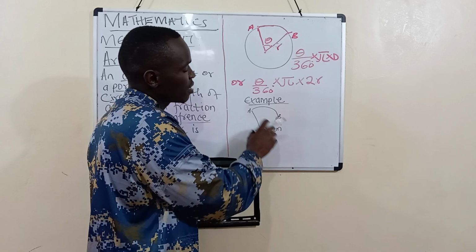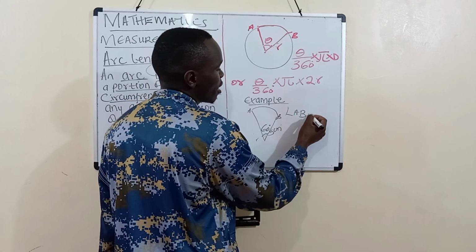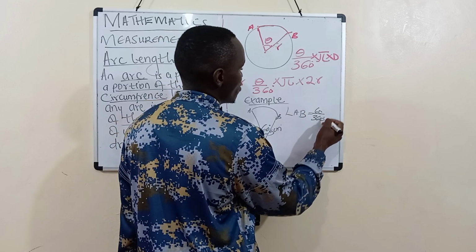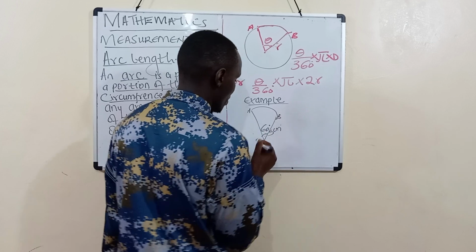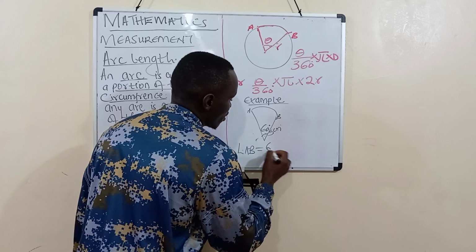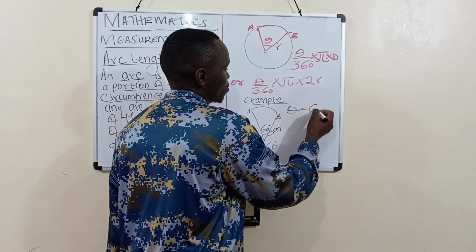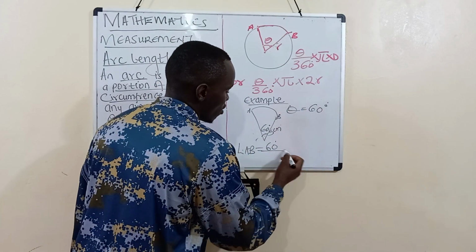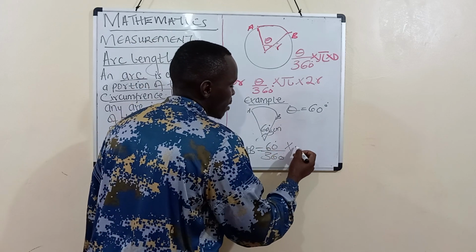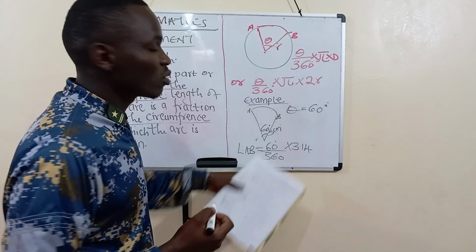So the length AB can be given by theta over 360 multiplied by pi. Length AB can be given by theta, which is 60 degrees. Theta represents 60 degrees. So theta all over 360 degrees multiplied by pi. I will use 3.14 because of the radius.